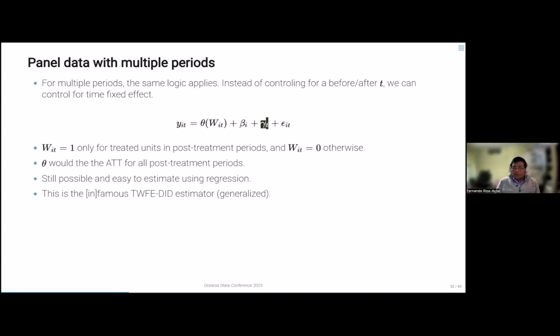So this estimation is still possible to do with a simple OLS. And also, this particular specification is what is known as the infamous two-way fixed effect, or the generalized two-way fixed effect, difference in difference approach, which, again, works as long as the treatment happens at one single point in time.